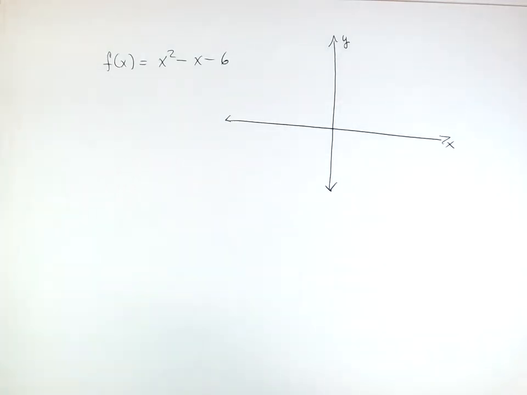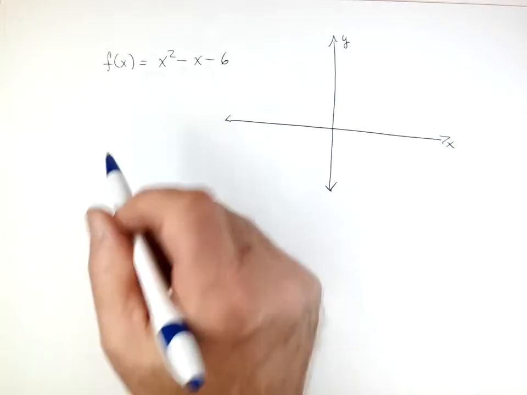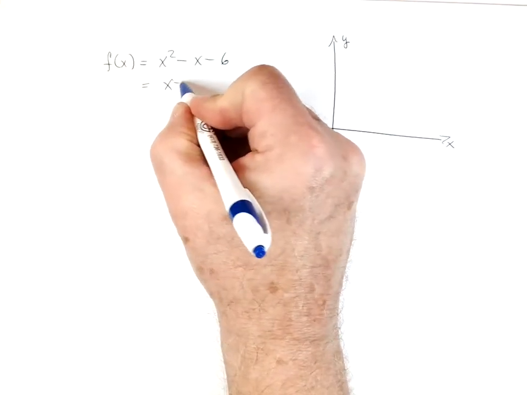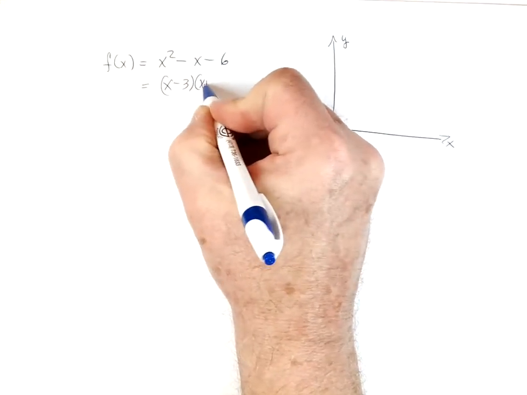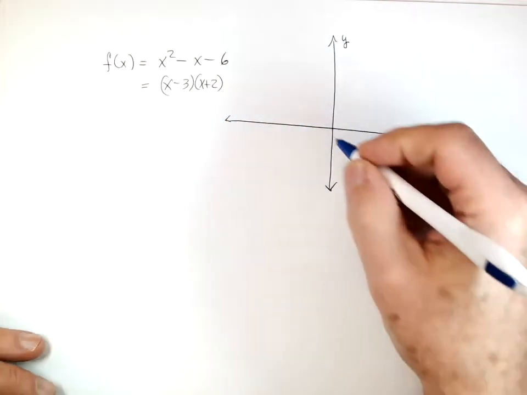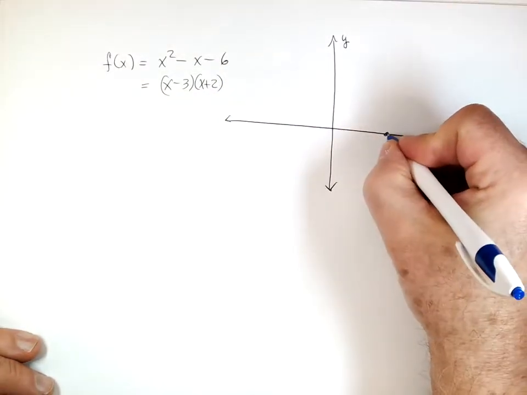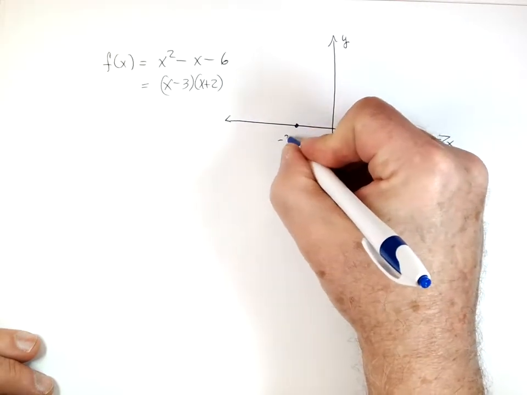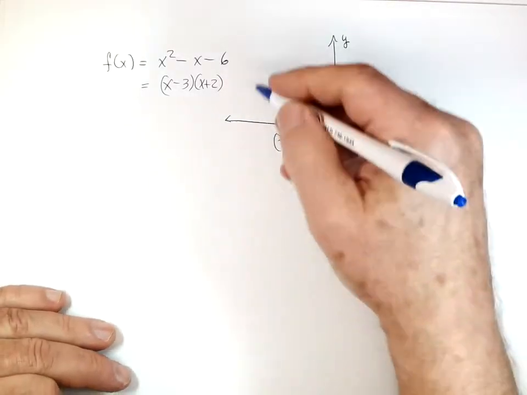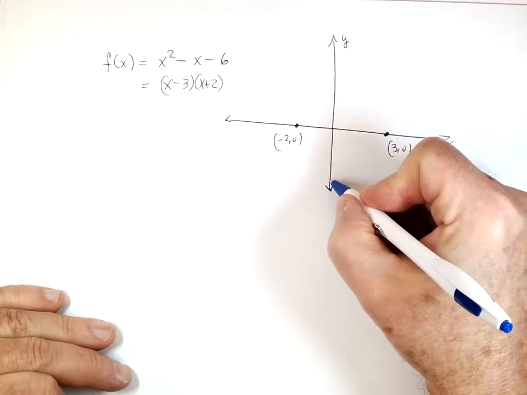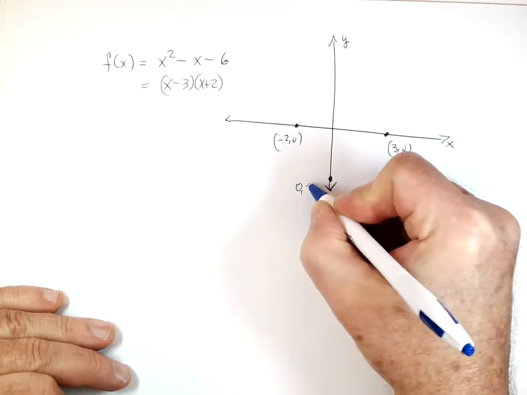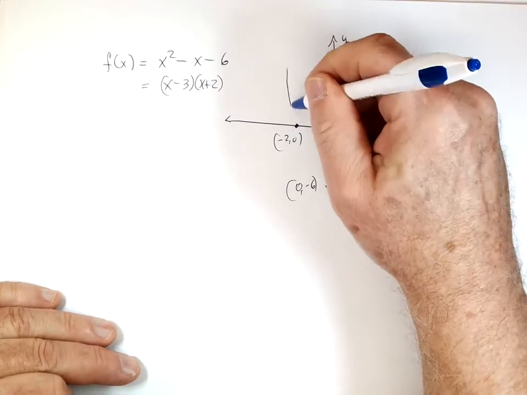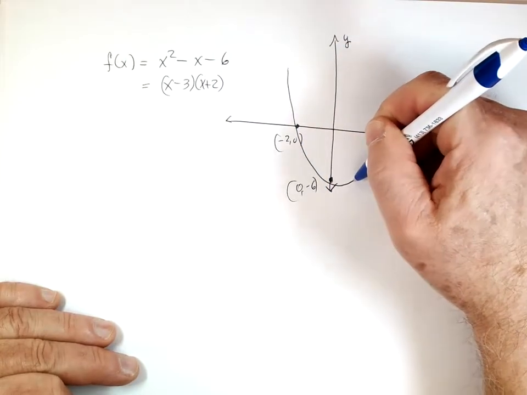Let's do a graph of this quadratic first. If you were to factor this, it would factor into x minus 3, x plus 2. So it has a 0 at 3 and a 0 at negative 2. They're not asking you to do this. The y-intercept is 0, negative 6. The graph is something like this.